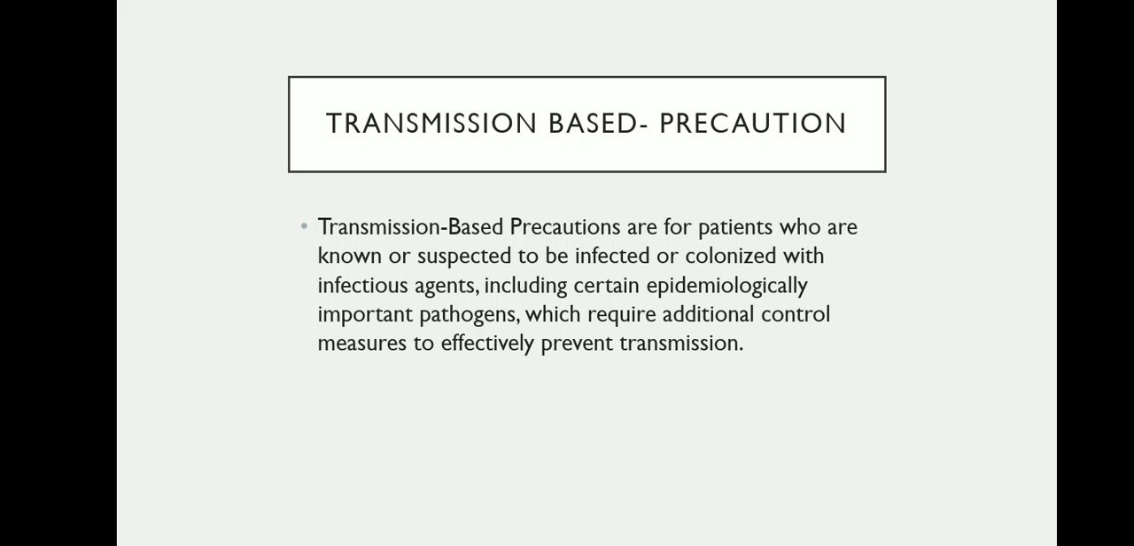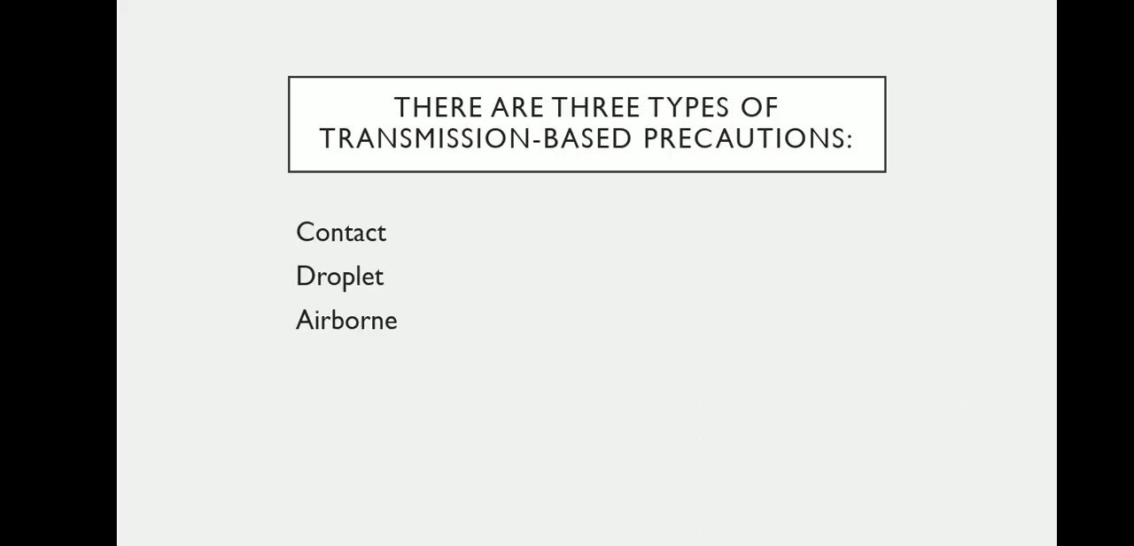Transmission-based precautions are for patients who are known or suspected to be infected or colonized with infectious agents, including certain epidemiologically important pathogens, which require additional control measures to effectively prevent transmission. There are three types of transmission-based precautions, which include contact, droplet, and airborne.